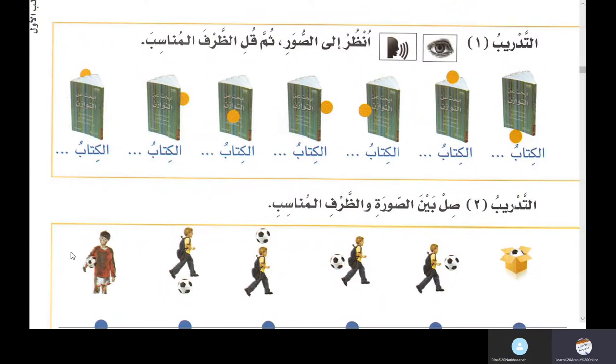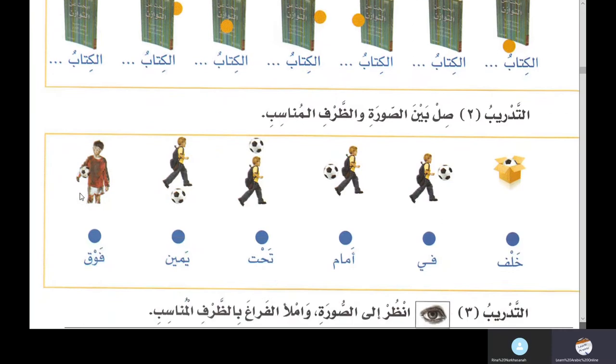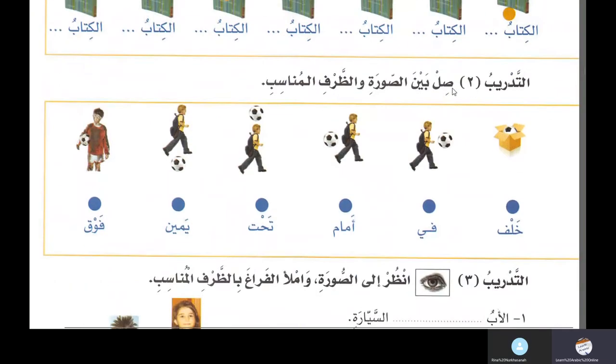The second exercise: connect between the picture and the appropriate preposition. So this is your homework, okay?